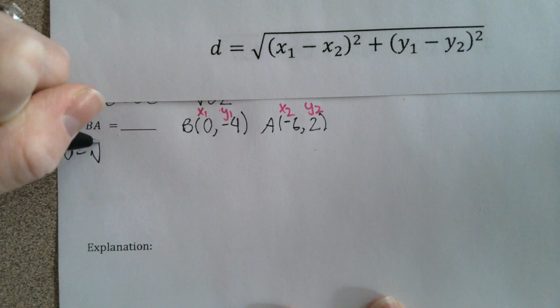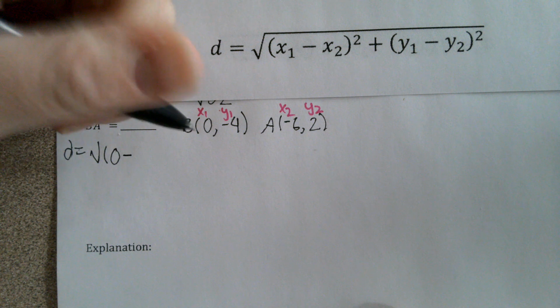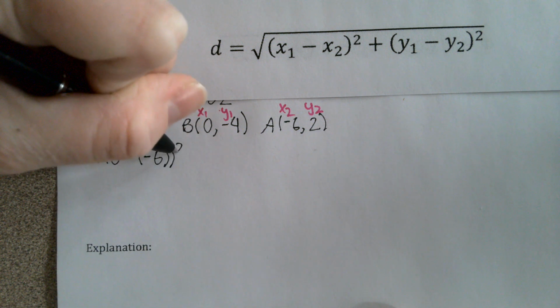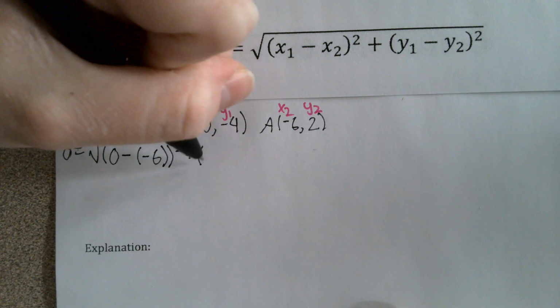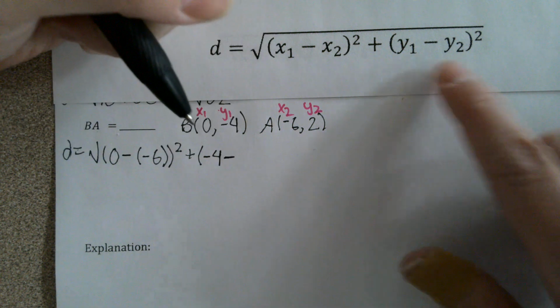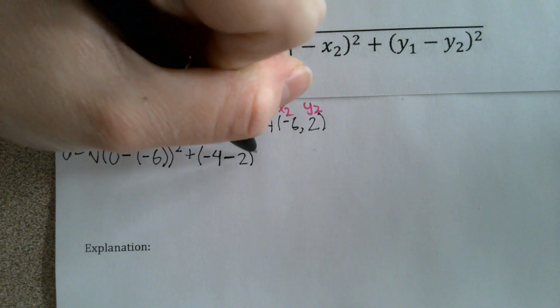D equals the square root. X1 is 0 minus x2 is -6. I'll put that in parentheses. Squared plus y1 is -4 minus, that minus is always there, y2 is 2 squared.